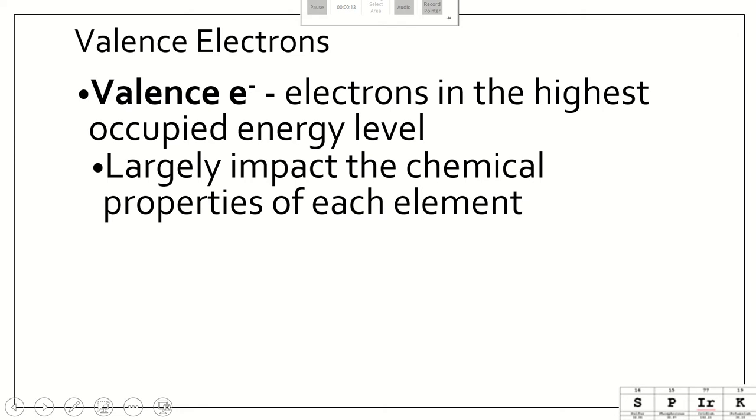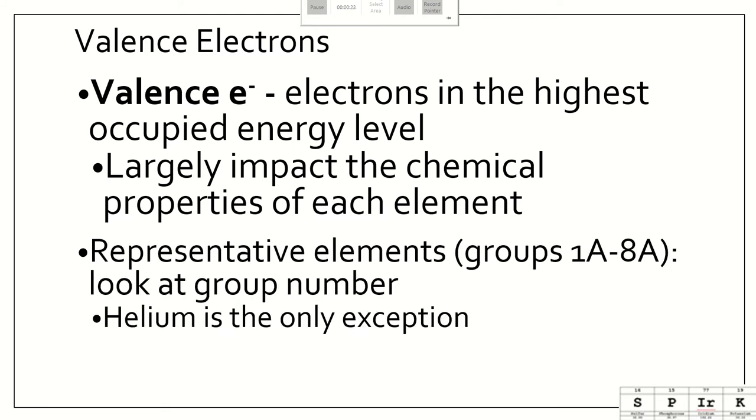So first thing, a little bit of a review. Valence electrons are those electrons in the highest occupied energy level, and they largely impact the chemical properties of each element. The representative elements, remember our groups 1A through 8A, we can just look at the group number and determine that that is how many valence electrons that element within that group has. And remember that helium is the only exception. Helium, although it is in group 8A, only has 2 valence electrons.